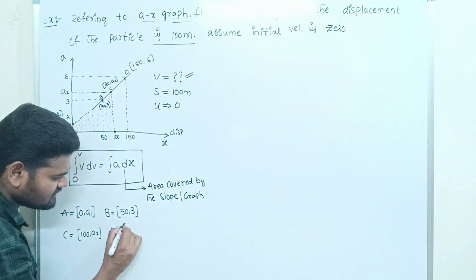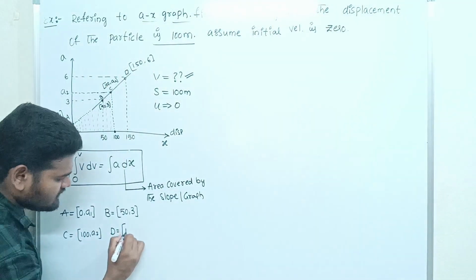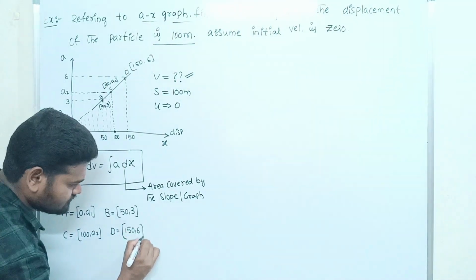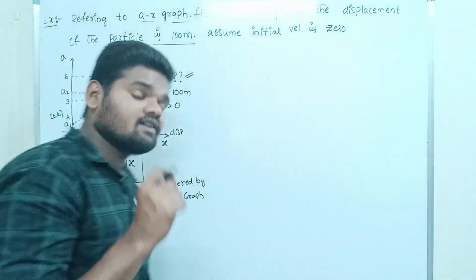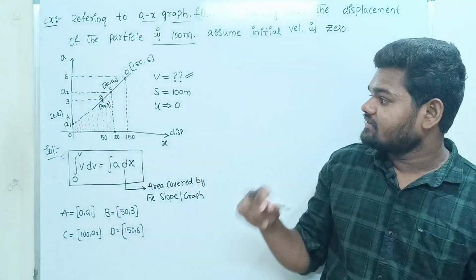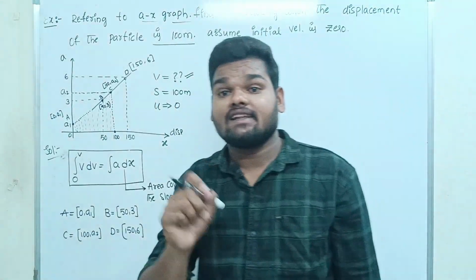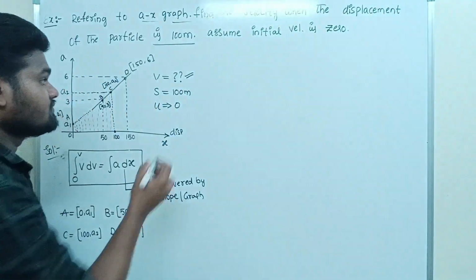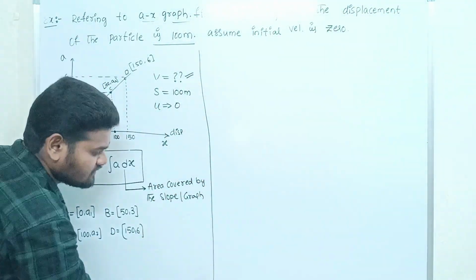What is point D? 150, comma 6. Have a look. One thing is clear from the graph. Whatever the slope they are given, that is a constant slope. What is that? That is a constant slope.